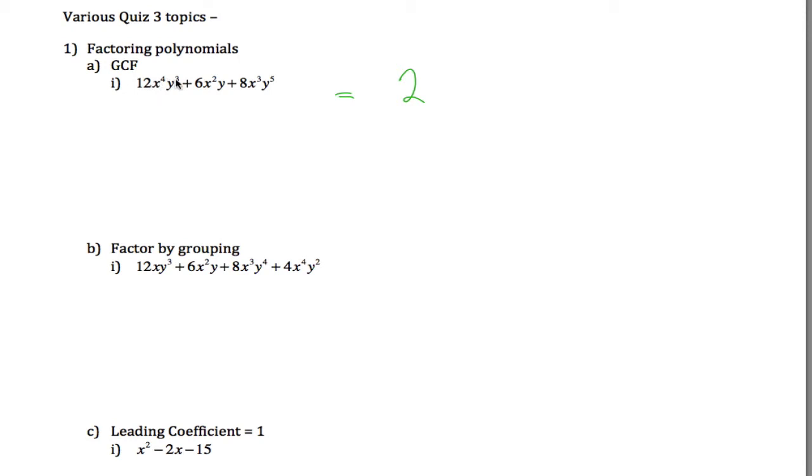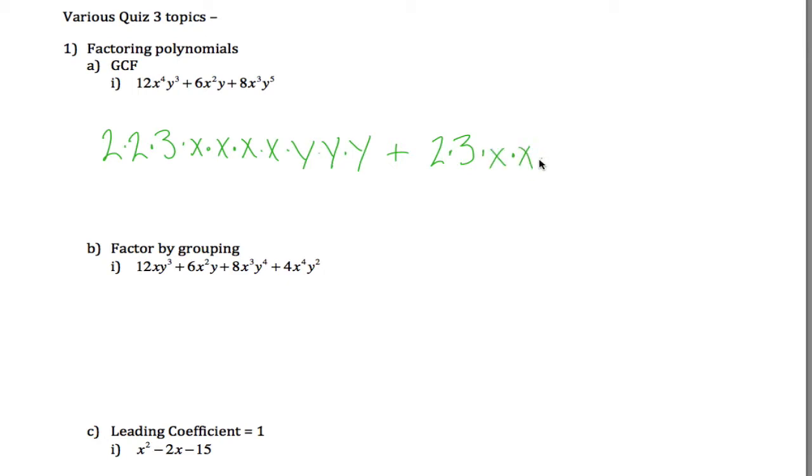Similarly, they all have an x to the... You know what? I'm going to write this out in more detail. You might not need this, but 12 is also 2 times 2 times 3. And x to the 4th is x times x times x times x. And y cubed is y times y times y. 6 is 2 times 3. And x squared is x times x. And then there's my y. And finally, 8 is 2 times 2 times 2. And x cubed. And y to the 5th. 1, 2, 3, 4, 5. Good enough. And we're multiplying all these together.